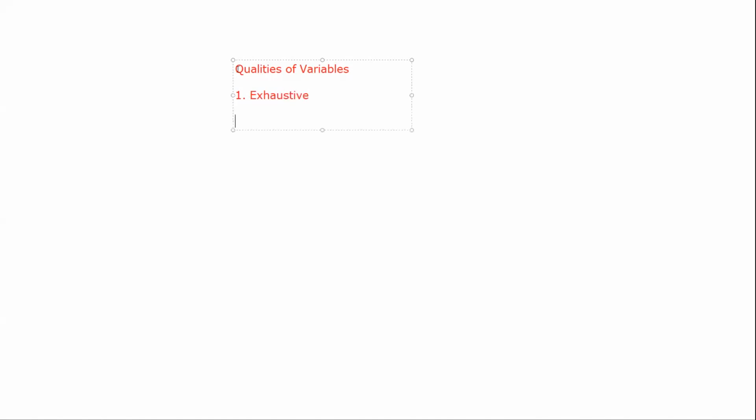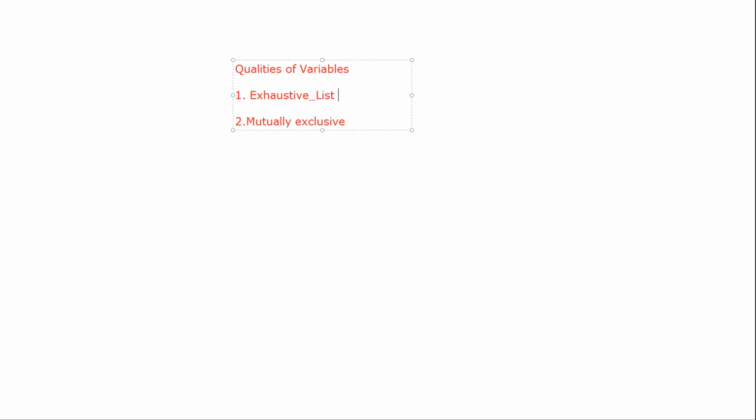Exhaustive. And number two, mutually exclusive. Now, number one, I'm going to explain exhaustive. I'm going to explain mutually exclusive. Now, what do I mean by exhaustive? Exhaustive means I need to have a list of possible answerable responses. I'm going to write that down.